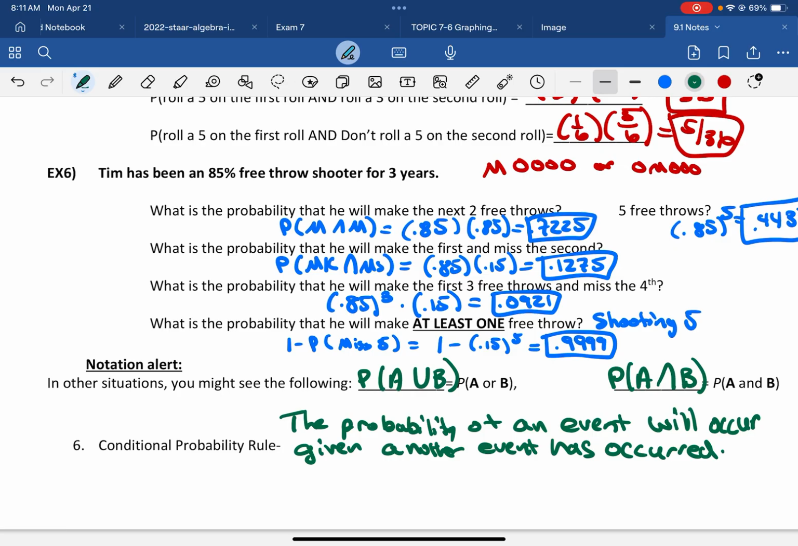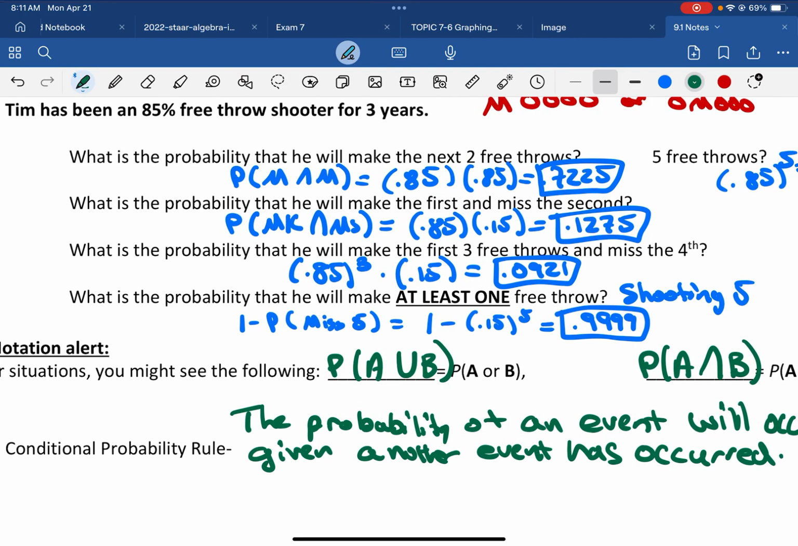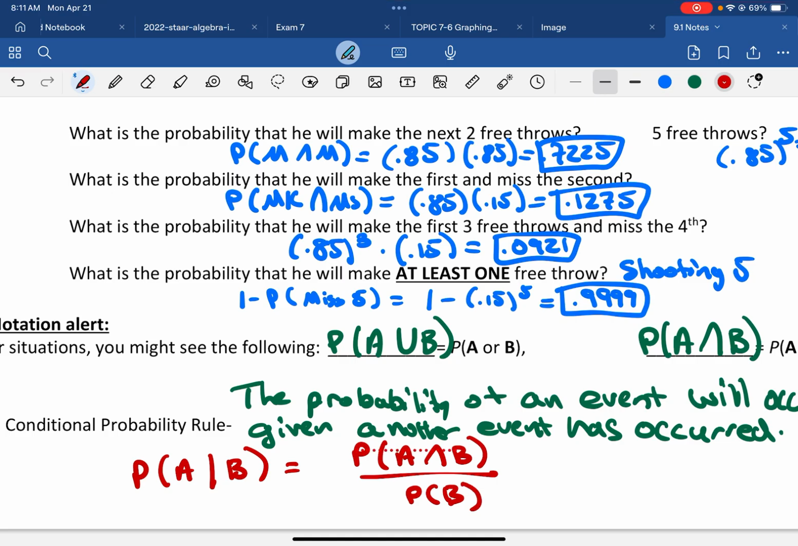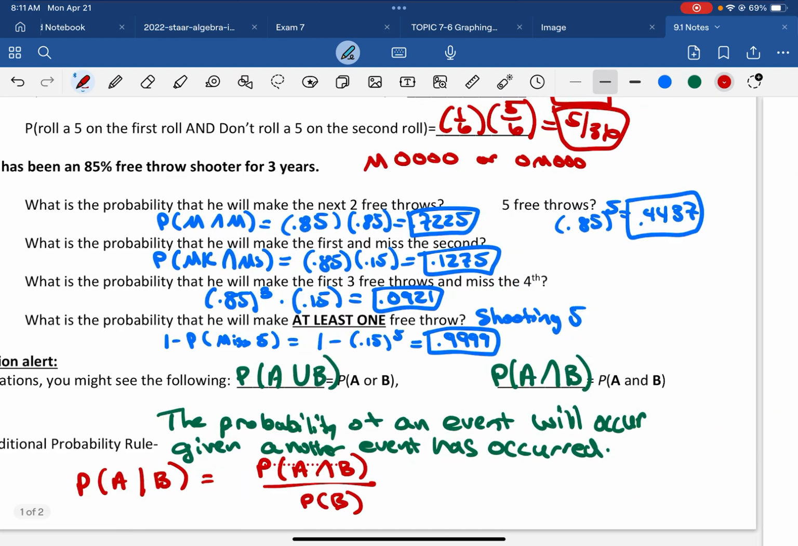Okay, so let's talk about that formula for a minute. The notation is probability of event A given B. That notation is given. And the formula is you take the probability of event A and event B and you divide that by the probability of event B. Okay. So learn the notation. Learn the notation. All right, let's go to the next page.